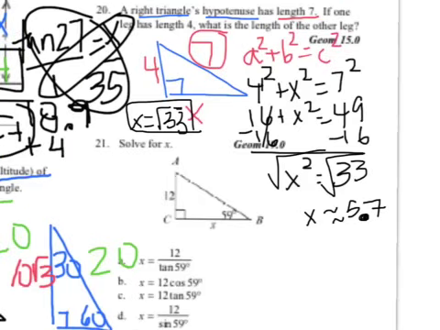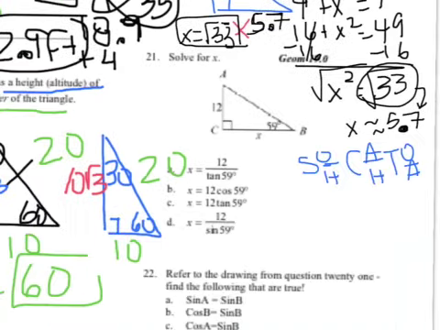So in number 20, I just did the Pythagorean theorem. In the end, I got the square root of 33. Or you can plug that into the calculator. It's about 5.7. So if I have this information now, I could find the area and the perimeter of that triangle. In question 21, they ask us to solve for x.